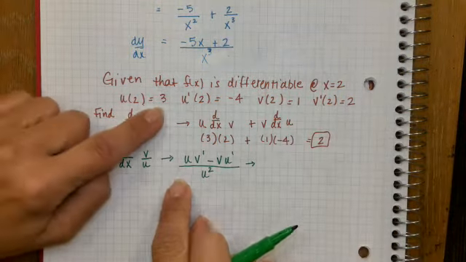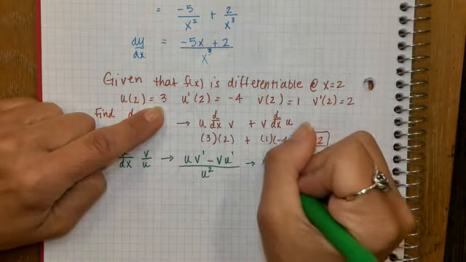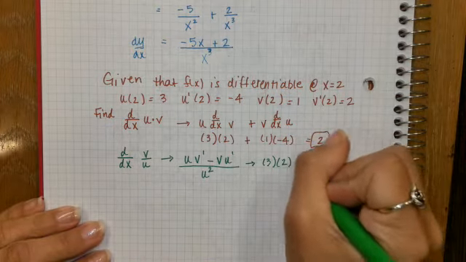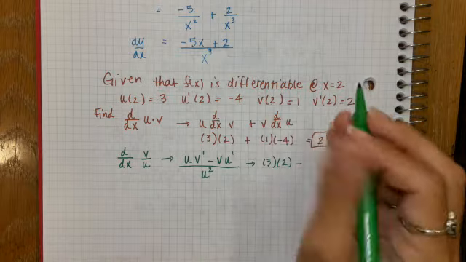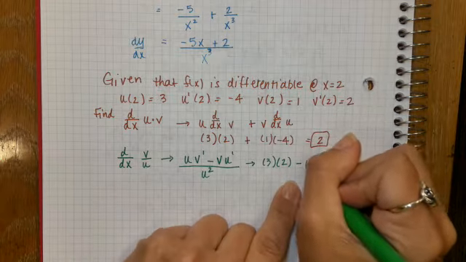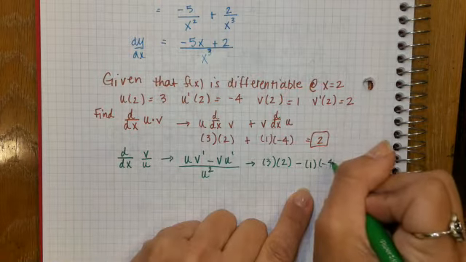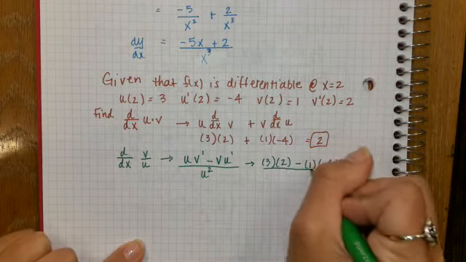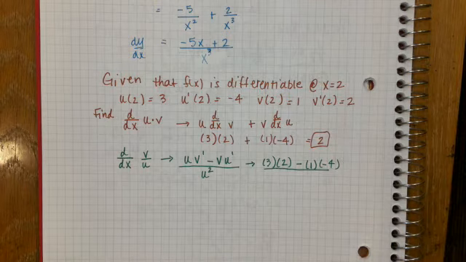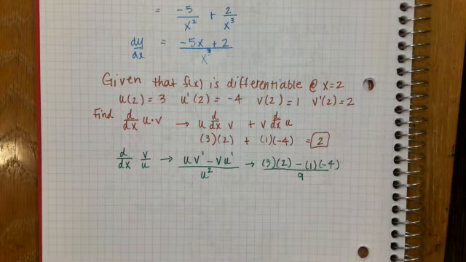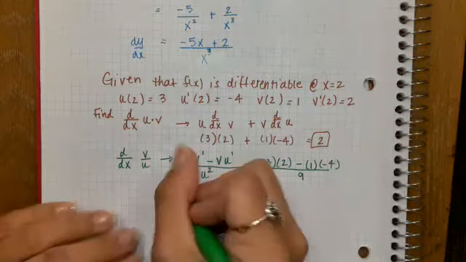Okay, so u is 3. The derivative of v is 2, minus the value of v, which is 1, times the derivative of u, which is negative 4, all over u squared, 9. 6 plus 4 is 10, so 10 ninths.